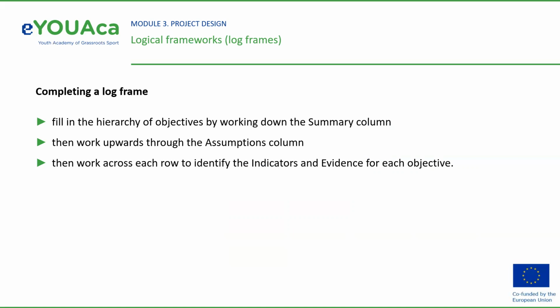The key to completing a log frame is to fill in the hierarchy of objectives by working down the summary column. Then work upwards through the assumptions column, and then work across each row to identify the indicators and evidence for each objective. By completing the log frame this way, we avoid getting too involved in the detail before the project structure has been developed.